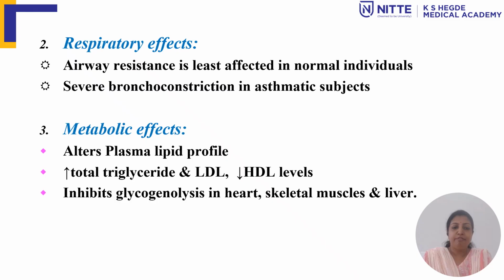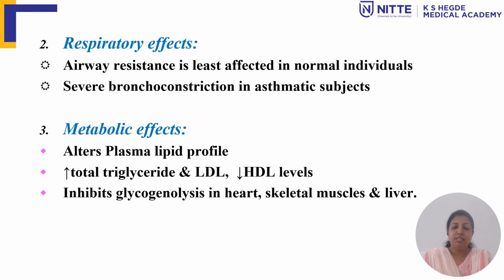Next is the metabolic effects. Propranolol and other beta blockers can alter the plasma lipid profile. It can increase the total triglycerides and LDL level. They can reduce the HDL level. They can also inhibit the glycogenolysis in the heart, the skeletal muscle, and the liver. Because of this inhibition of glycogenolysis, it can delay the recovery of hypoglycemia produced by insulin or anti-diabetic drugs.